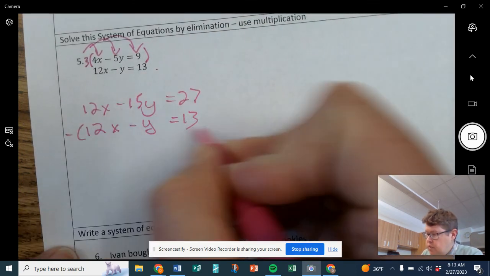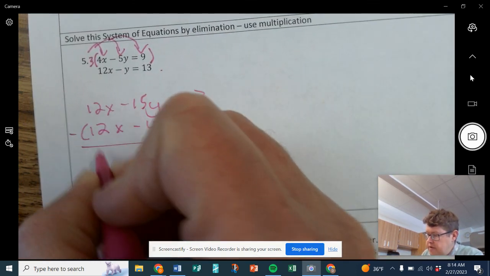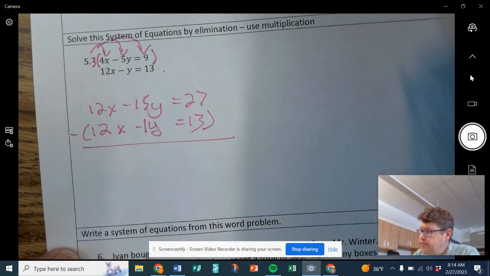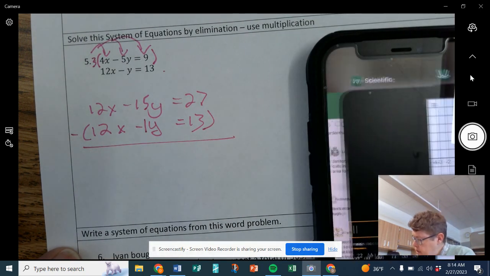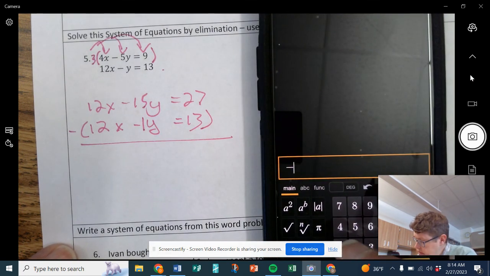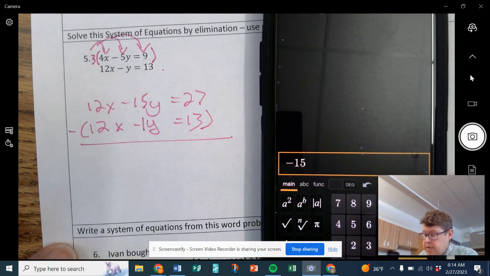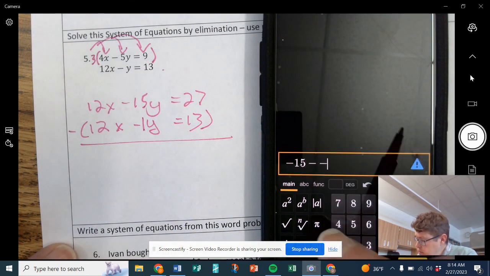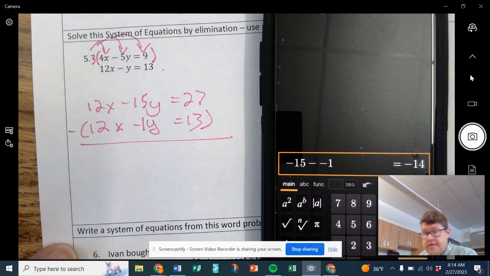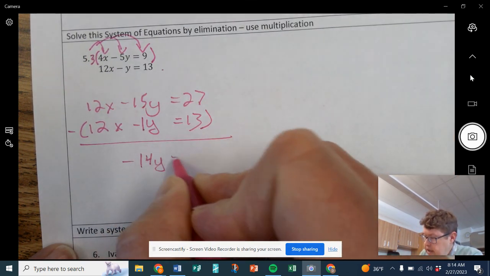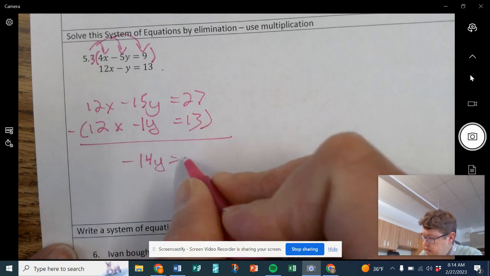So I subtract by 12. 12x minus 12 is 0. Negative 15 minus a negative 1. Use your Desmos calculator. If this is confusing, with all those negatives in there, just type it in: negative 15 minus a negative 1 gives us a negative 14. So negative 14y, and then 27 minus 13 is 14.